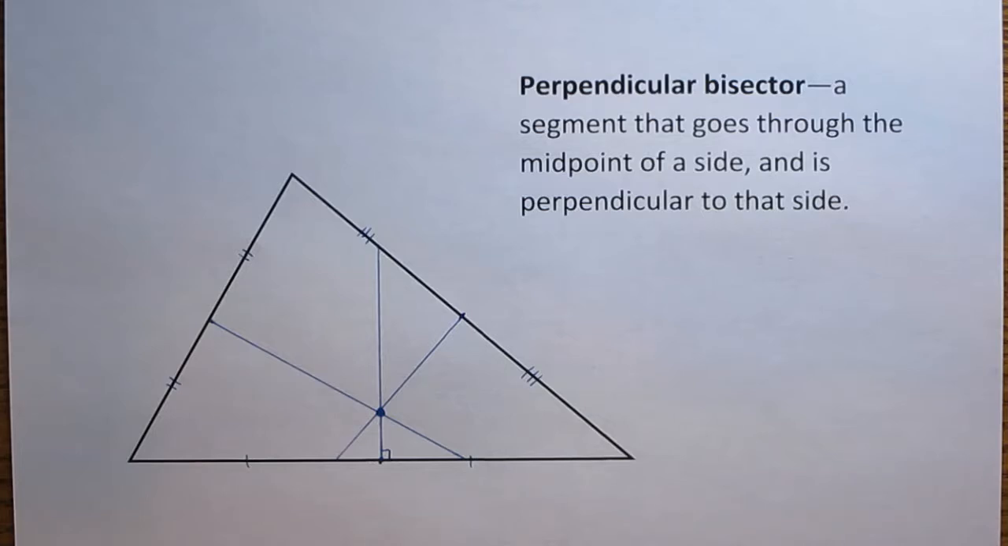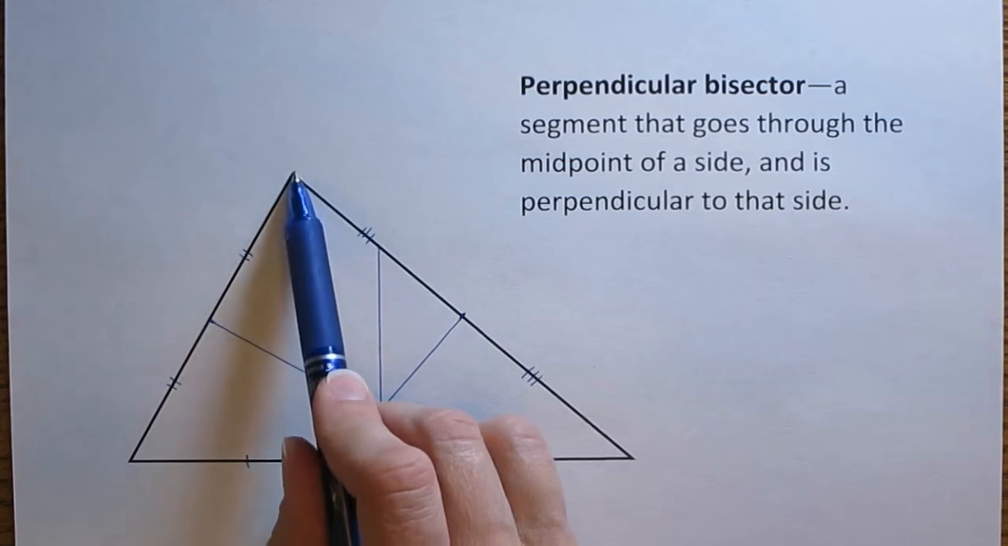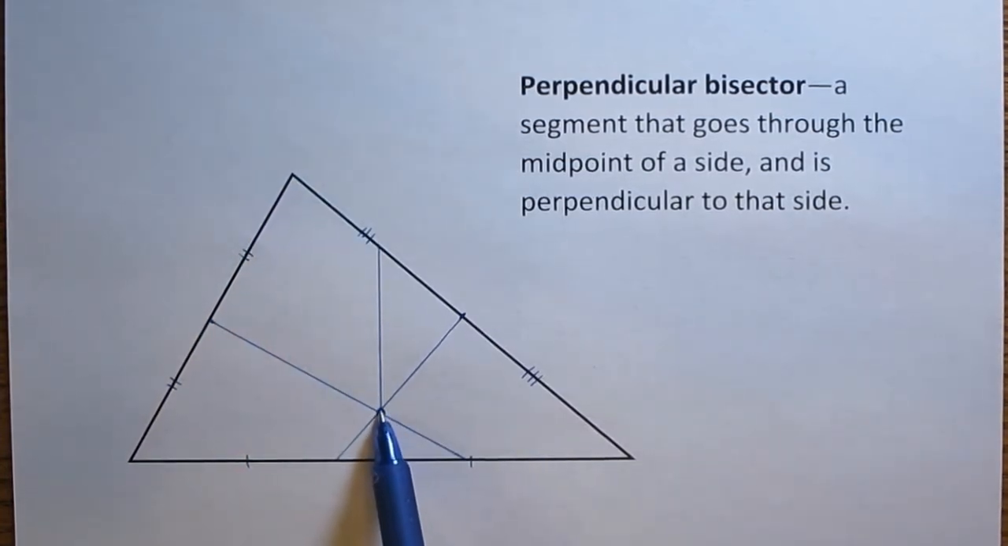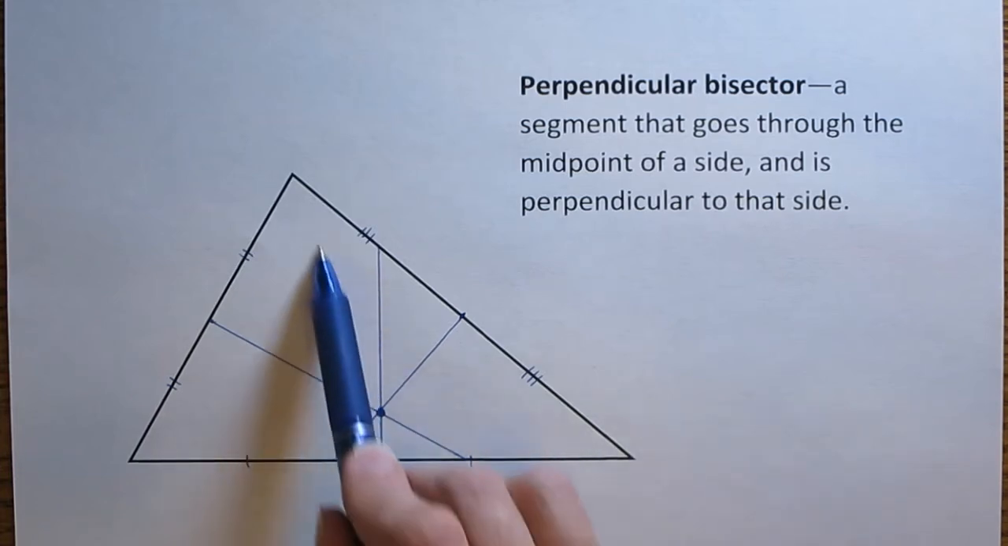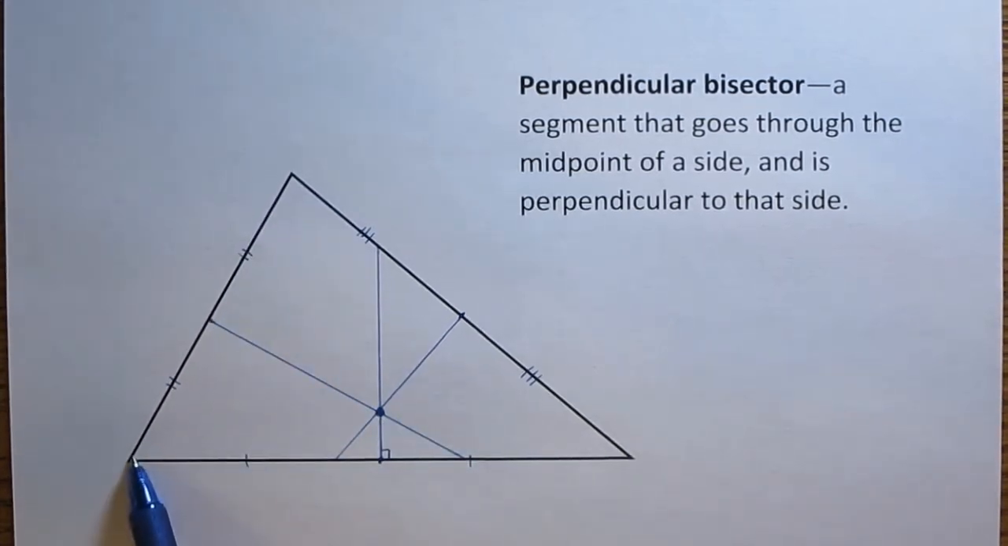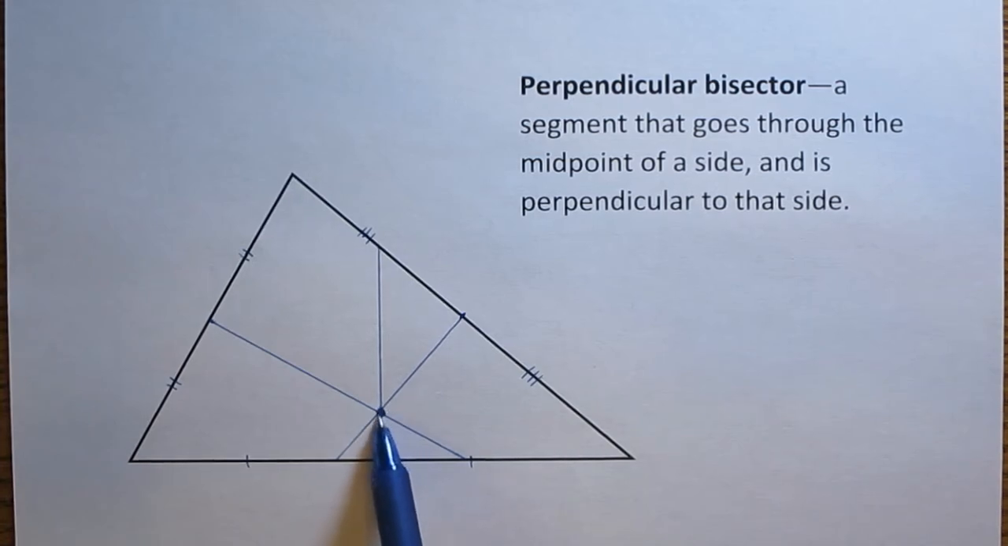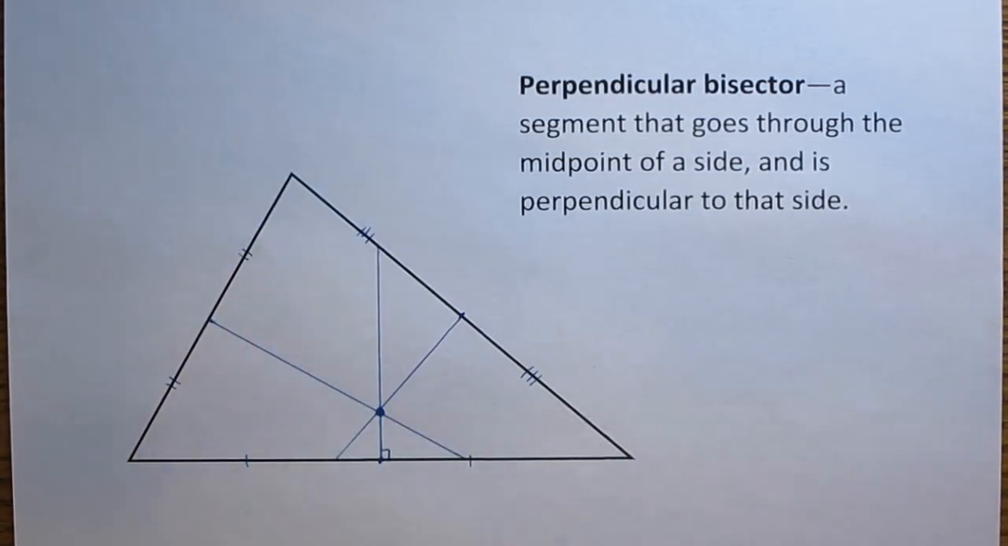Also, it's worth noting that the circumcenter is equidistant from each of the vertices in the triangle. So if I were to draw a line from my circumcenter to the vertex here, and another one from the circumcenter to the vertex up at the top, and one more from the circumcenter to the vertex over here, each of those line segments that I would draw in would be the same distance. The circumcenter will always be equidistant from each of the vertices of your triangle.